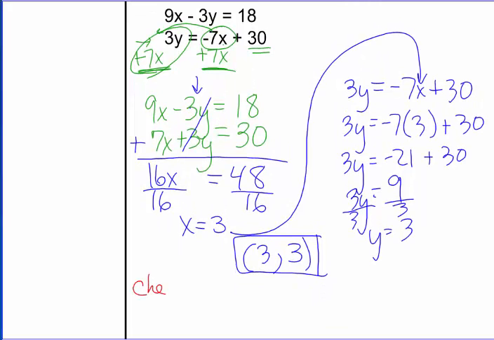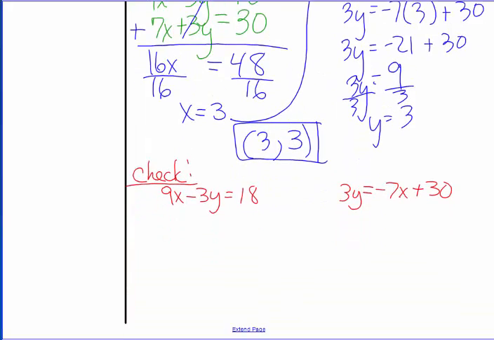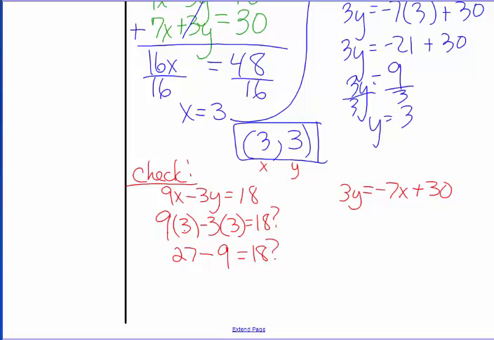And our final check. Remember, when you check, you have to check in the original equation. So that's my first equation. And then this was my second equation. X and y are both valued at 3. X is 3, y is 3. We're going to plug them in. So we get 9 times 3 minus 3 times 3 equals 18. That's what we're checking. 9 times 3 is 27. Minus 3 times 3 is 9. And we're checking to see that that equals 18. If you go 27 minus 9, you get 18. Does equal 18, so that one's good.